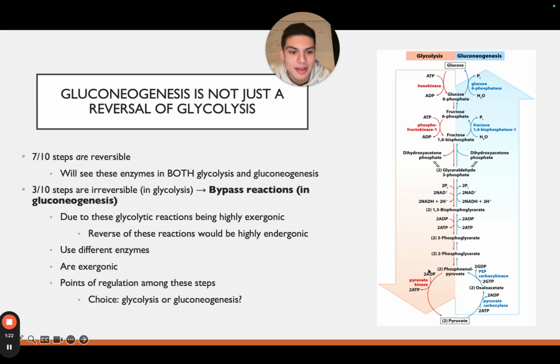And then down here we have pyruvate kinase. That's irreversible, so we have to do a 2-step bypass reaction here as well. So instead of doing 1 enzyme to here, we have to do a double bypass. So we'll go into that in detail. And due to these glycolytic reactions being highly exergonic, it's what causes them to be irreversible in the first place. And we have to use different enzymes, as I talked about.